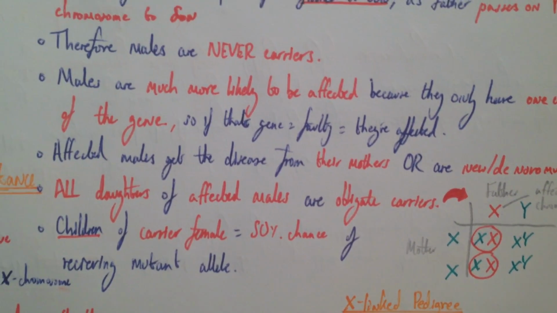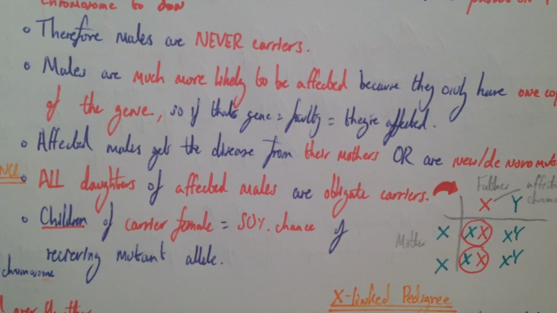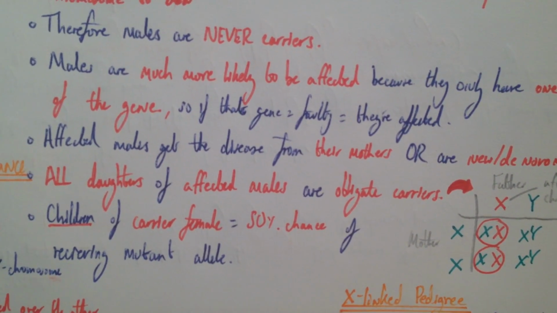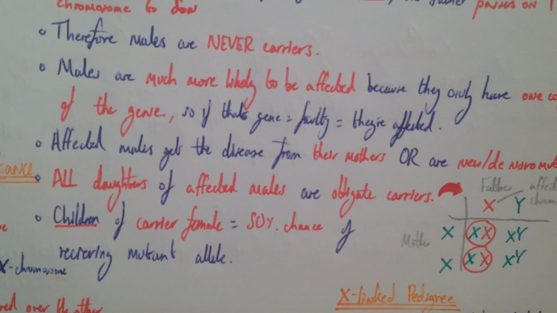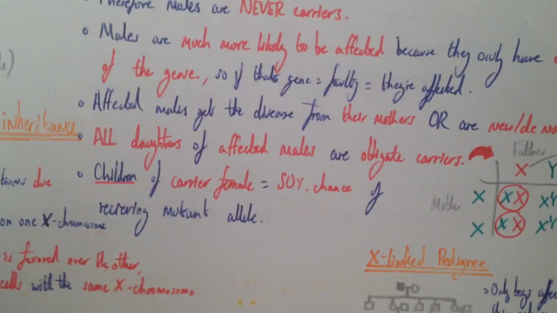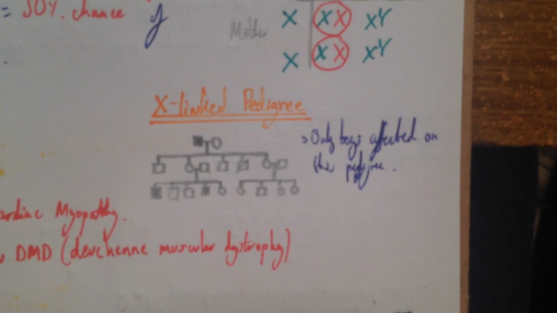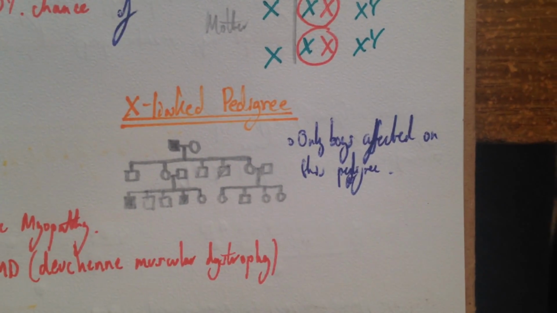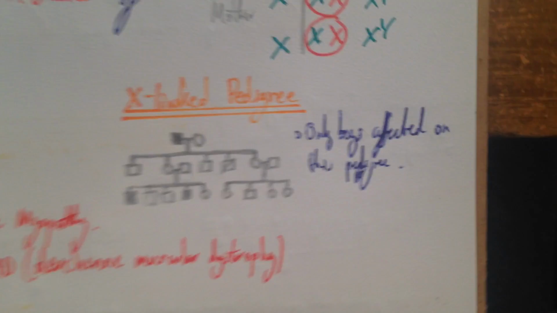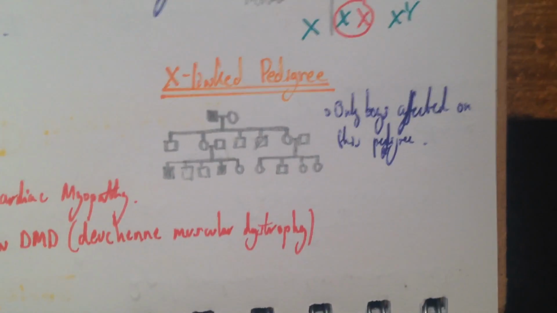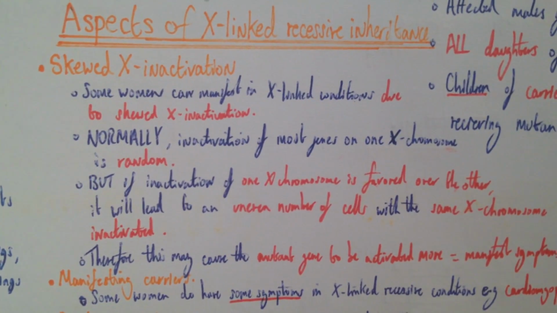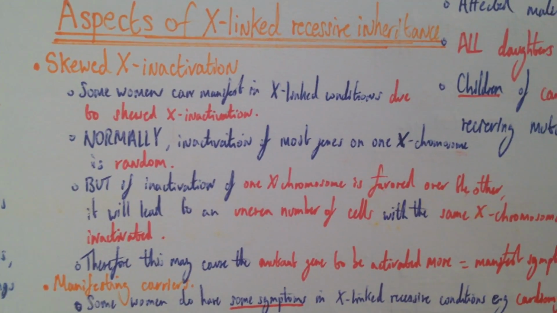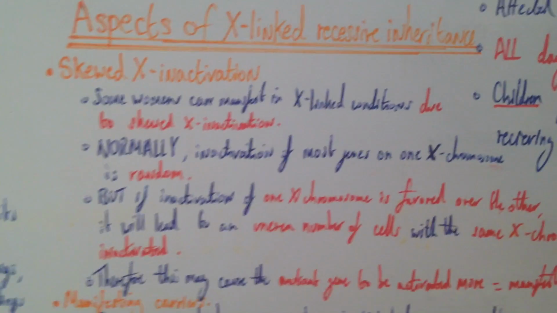Anyway, children of a carrier female have a 50% chance of receiving the mutant allele. Here is our X-linked pedigree. As we can see, only boys are affected on the pedigree. That's something important, but that doesn't mean that females can't be affected, and we're going to come to this in a sec. So there are aspects of X-linked recessive inheritance that we need to talk about.